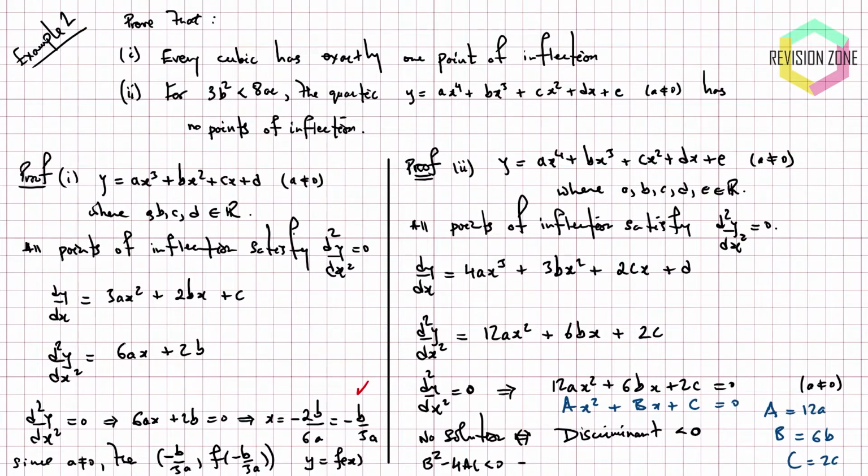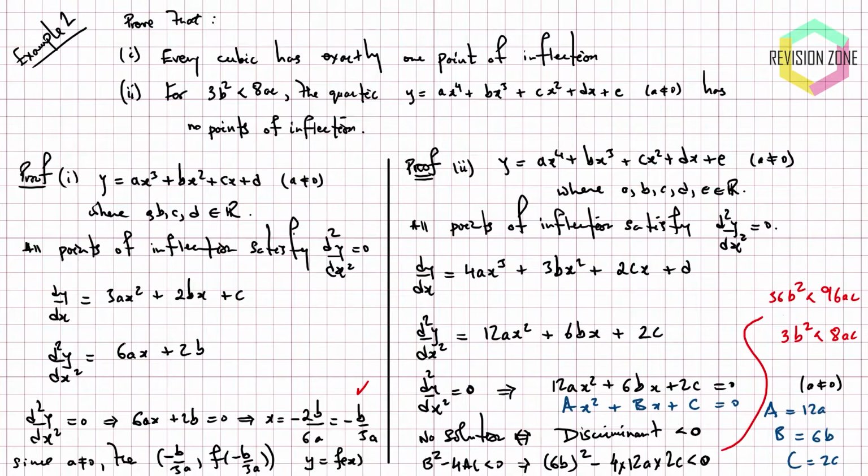than 0. That's exactly the same thing as saying 6b squared take away 4 times 12a times 2c is less than 0. And what we're going to have, perhaps I can write it quickly on the side, 36b squared is less than 4 times 12 times 2, which is going to be 96. And then we have ac. If we divide both sides by 12, that gives us the same thing as 3b squared being less than 8ac, which is precisely what we wanted to show.